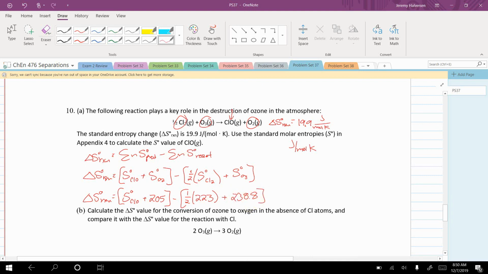Okay, so this is just algebra. Oh, and remember that I know that this delta S of the reaction is 19.9. So I'm just doing the math now. Okay, and when I did the math, I got that S naught of ClO is going to equal 165.2. Again, these are all in units of joules per mole K.